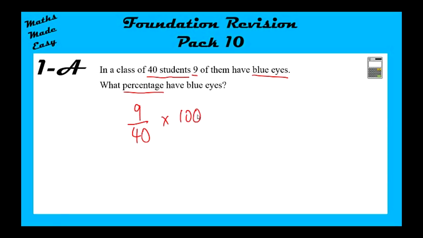To turn it into a percentage, times by 100. So on your calculator, 9 divide 40 multiplied by 100. Type all that in and you'll get 22.5%, which is the answer.